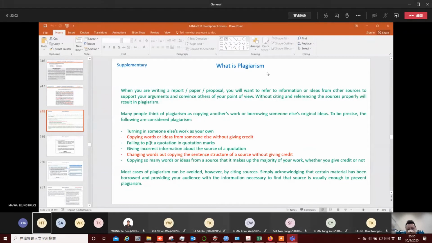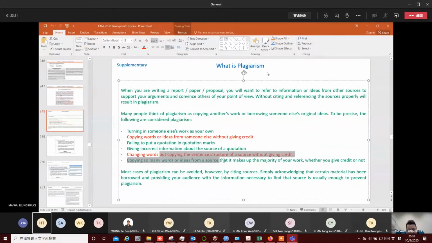And when you fail to put a quotation in quotation marks, or you give incorrect information about the source of a quotation, that is also plagiarism. Interesting. But you see, I highlighted two clauses in red. I think they are more common. You just change the words, but copy the sentence structures of a source without giving credit.